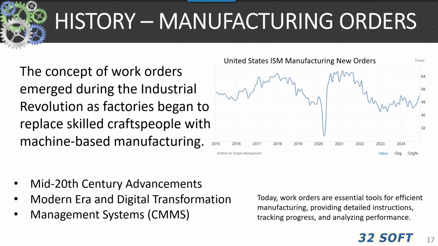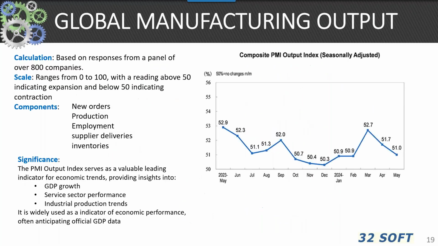Such changes as automated assembly lines, management science, influences of Japanese techniques, modern digital transformation, computerized material. Today, work orders are an essential tool for efficient manufacturing, providing detailed instructions and the ability to track and analyze performance.